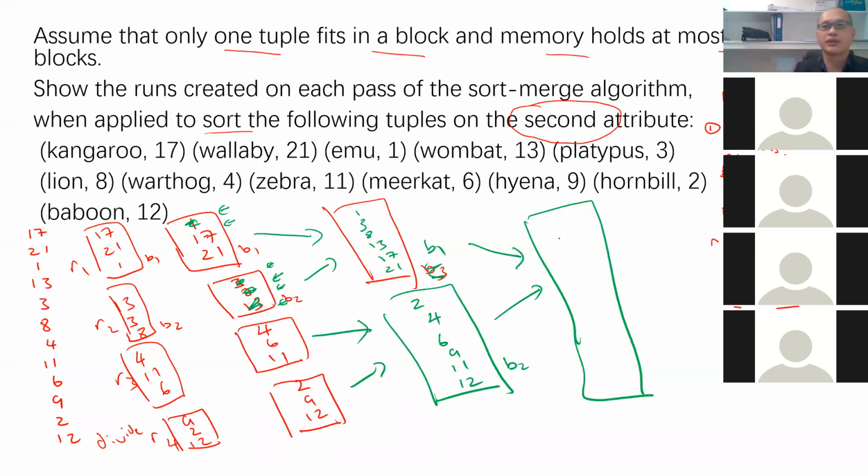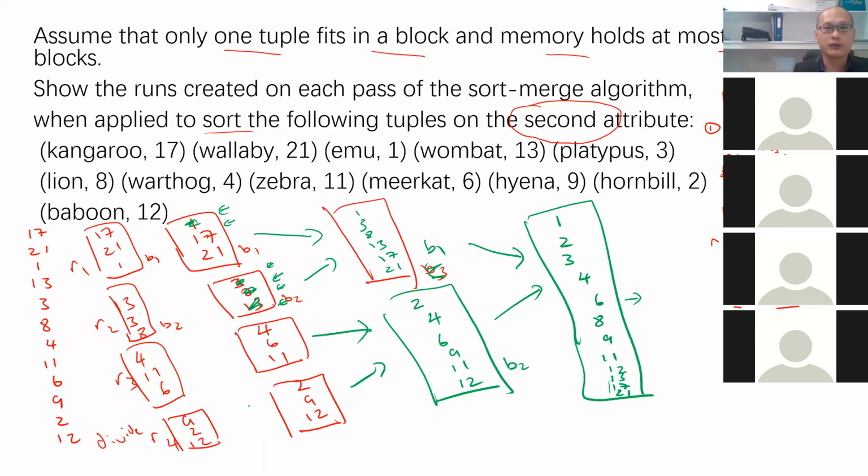so-called merged block, which will be 1, 2, 3, 4, 6, 8, 9, 11, 12, 13, 17, 21. So this will be the final output, the merged sorted array. Okay with this? Okay, let's look at the cost.